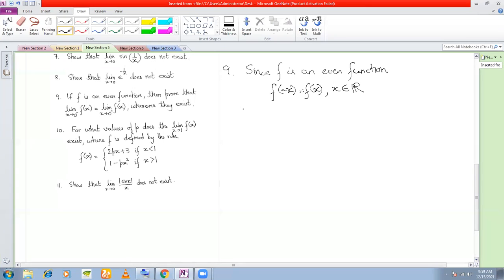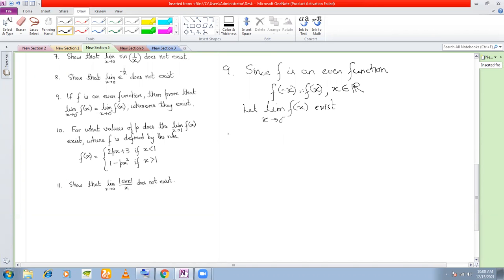You need to show that the limit as x tends to 0 minus of f of x is equal to the limit as x tends to 0 plus of f of x, assuming that they exist. So let the limit as x tends to 0 minus of f of x exist. Okay, suppose it exists. Then how do we evaluate this limit?